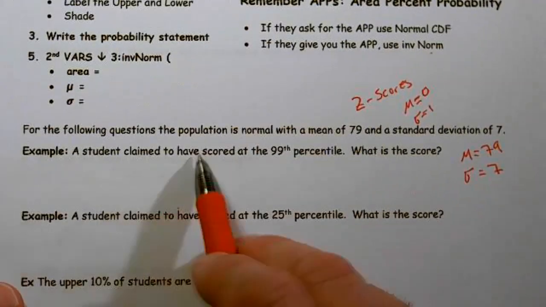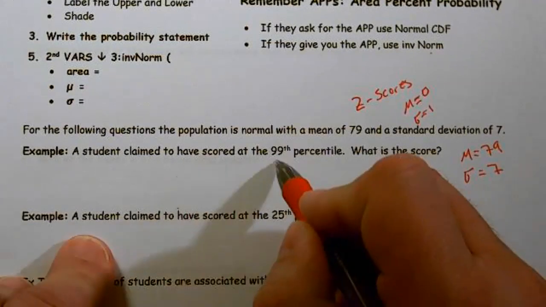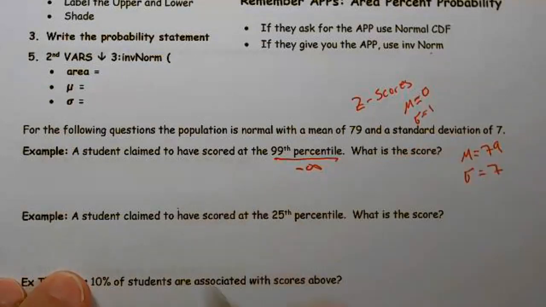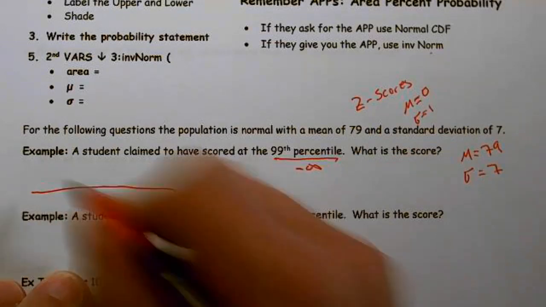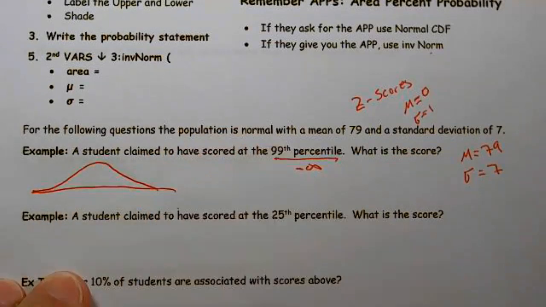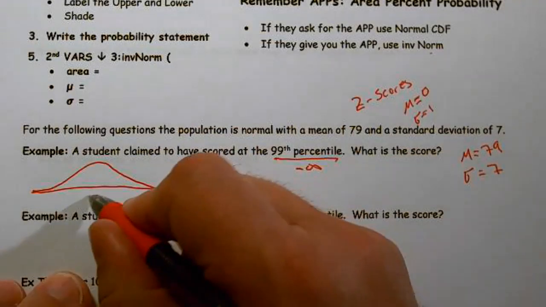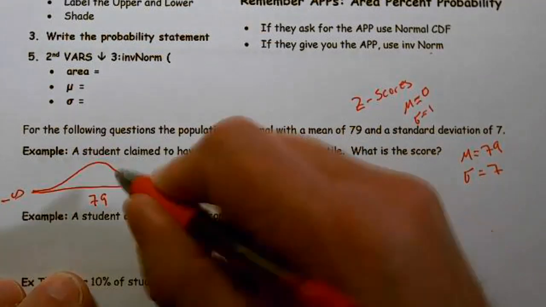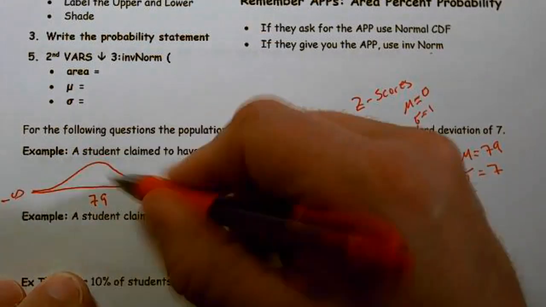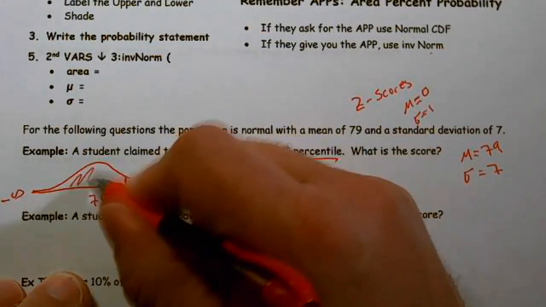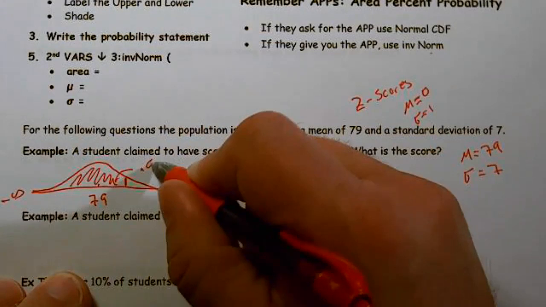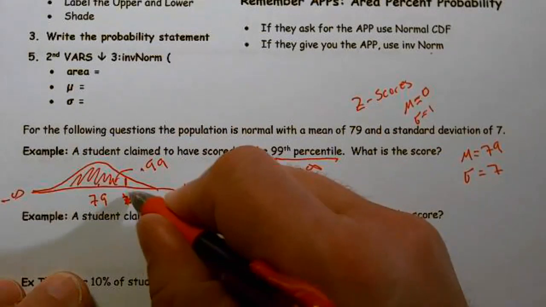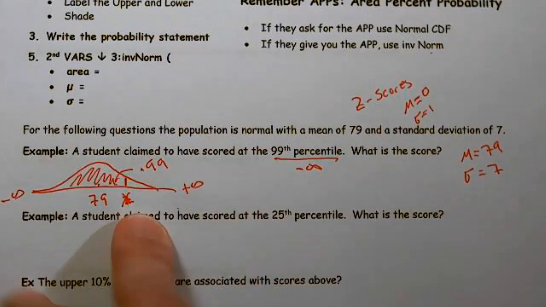So a student claimed to have scored at the 99th percentile. Well, percentiles always start with negative infinity, so that makes my life a little bit easier. I'm not going to have to do any of the subtraction work. So my mean is 79, and negative infinity to positive infinity. And since it's a percentile, it starts at negative infinity. So we're just looking for this shaded area, which is 0.99, and this x value. We're actually looking for an x value this time, not a z-score.